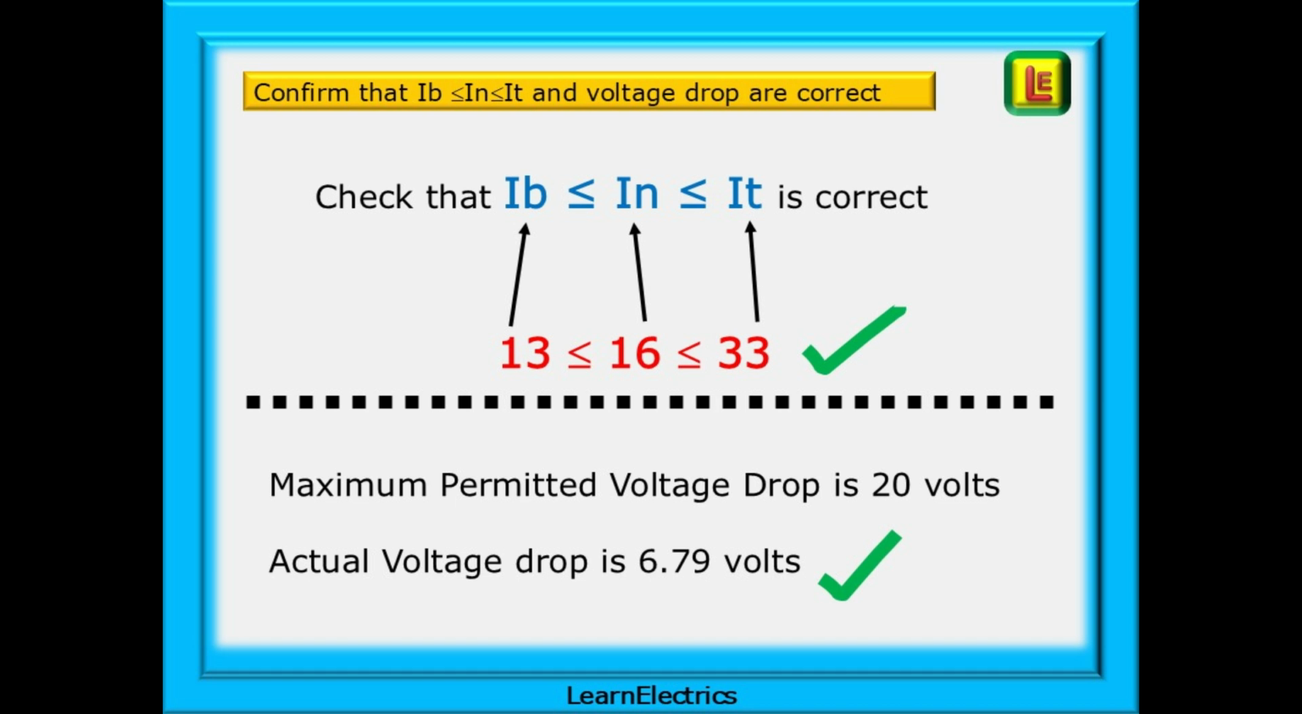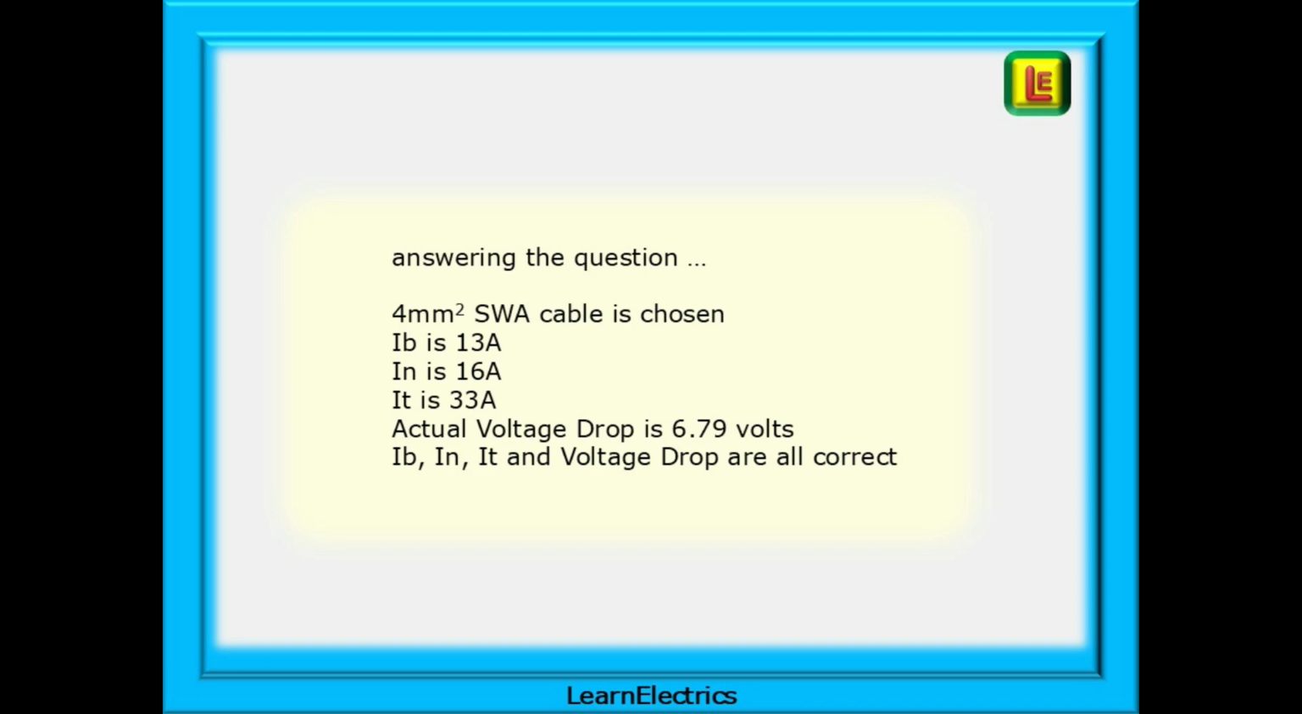For step 6, let's check that everything is correct and within limits. 13 is less than 16 is less than 33, so that is okay. And 6.79 volts, the actual voltage drop, is less than the maximum permitted of 20 volts. All okay. So answering the question, 4 square millimeter SWA cable is chosen. IB is 13 amps, IN is 16 amps, and IT is 33 amps. The actual voltage drop is 6.79 volts. We can say that IB, IN, IT and the voltage drop are all correct.